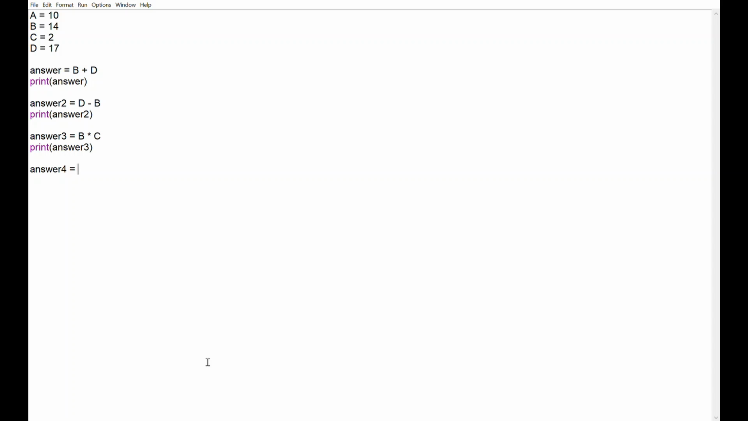So answer 4 equals, and then we don't want to do any remainder ones. I'll just do 14 divided by 2. Or should I do, I'll just do a very basic one. A divided by C, which is basically 10 divided by 2. And then print answer 4. And then this is our code. So I'll run it and we'll see what happens.